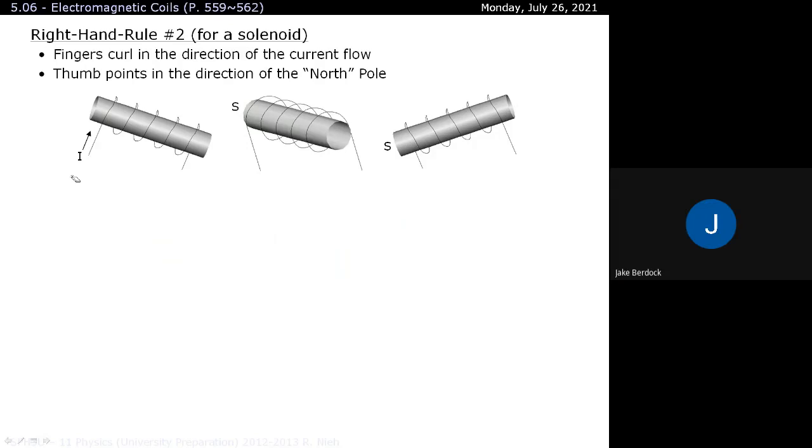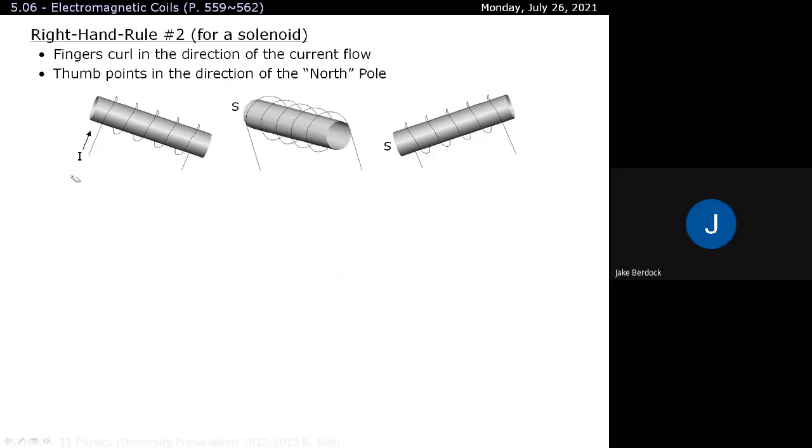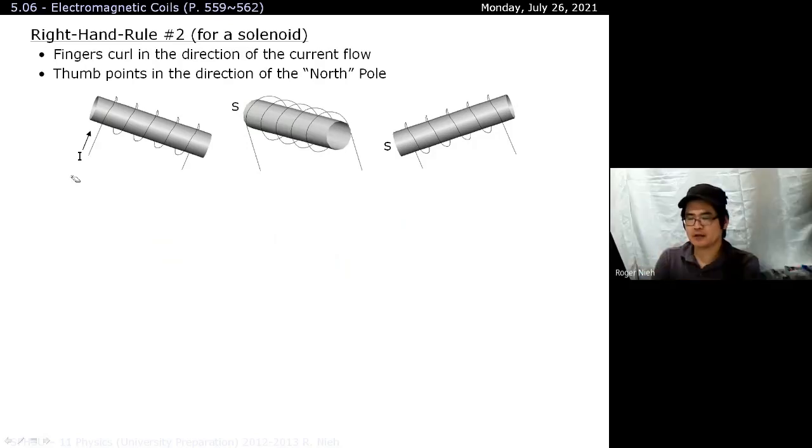Oh, you told us which way was south. Oh, I didn't see that. Well, in the second and third, yeah, in the example. Second one. Yeah, okay. I didn't see that. Yeah. In the first example, all I told you was the current.